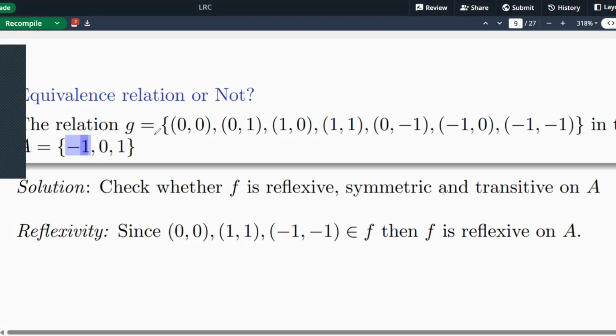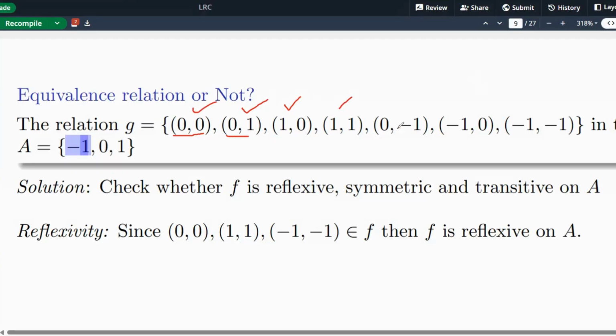So, check ko yung symmetry. Si 0, 0, babalik na rin ko. So, 0, 0 is nandyan pa din. Si 0, 1, babalik na rin ko. So, check ko si 1, 0 ba nandyan. So, thankfully, andito si 1, 0. So, si 1, 0, pag binaliktad ko, magiging 0, 1. So, andito si 0, 1. Si 1, 1, pag binaliktad ko, magiging 1, 1 pa din.